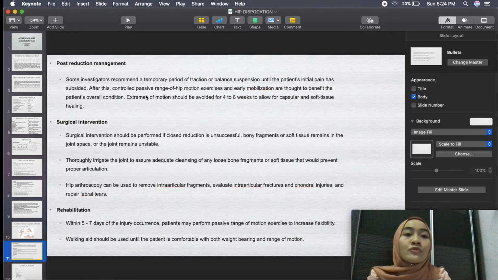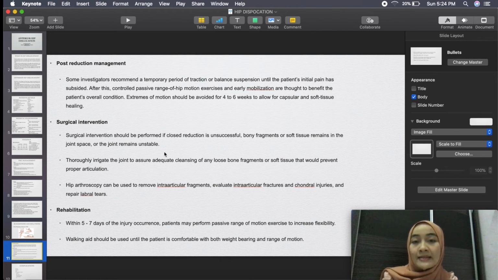Okay, and then post reduction management. Some investigators recommend a temporary period of traction or balanced suspension until the patient's initial pain has subsided. After this, controlled passive range of hip motion exercises and early immobilization are thought to benefit the patient's overall condition. Extreme motion should be avoided for 4 to 6 weeks to allow for capsular and soft tissue healing.